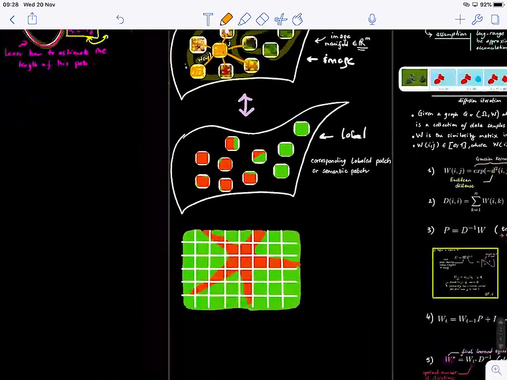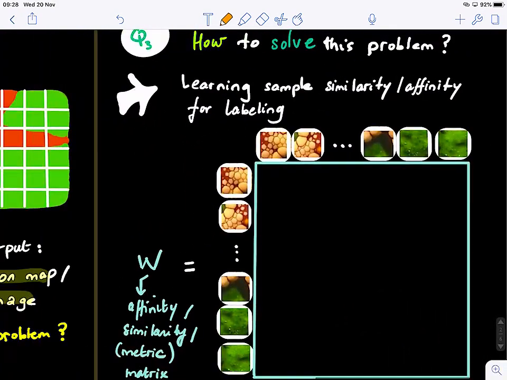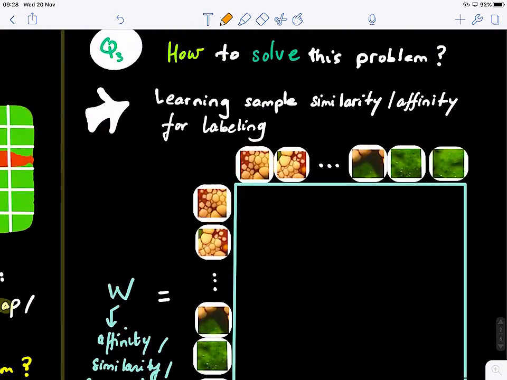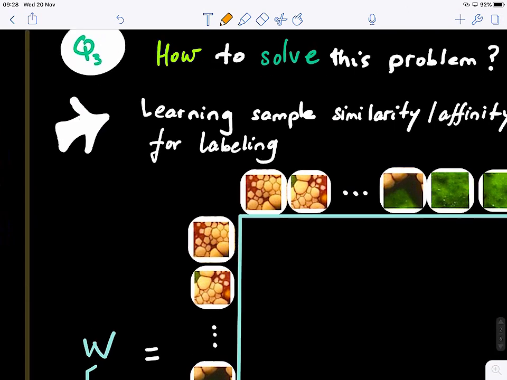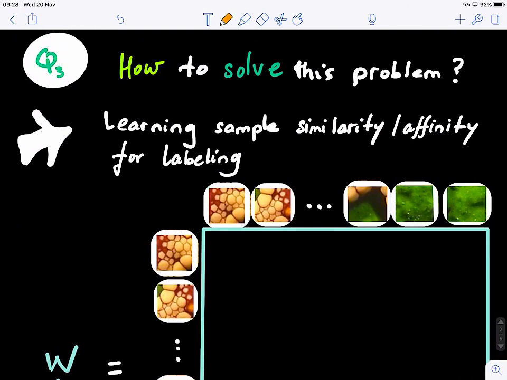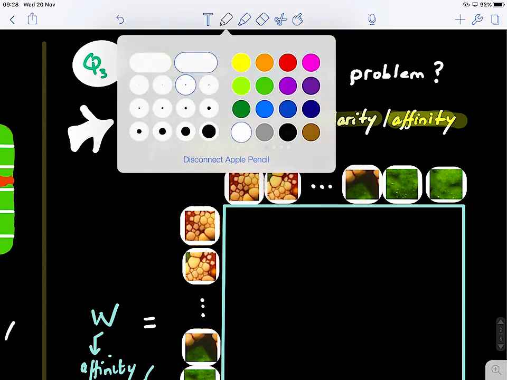So now, how do we go about solving this? Now, we know what the problem to solve is. We know how to model the problem using graphs, okay? Now, the third question is how to solve this problem. And these questions are very common when reading research papers and also when designing new solutions to existing problems. So the idea is that we want to learn sample similarity affinity. What we call similarity is also called in the literature the affinity matrix for labeling the input image, okay?